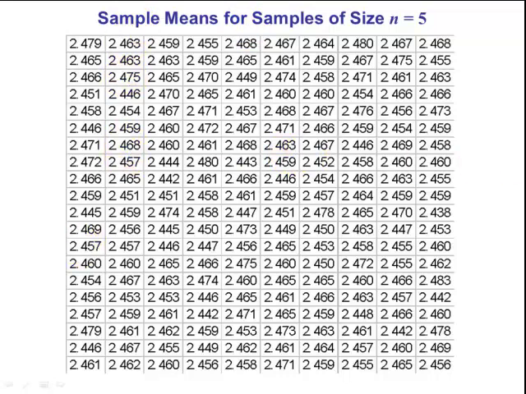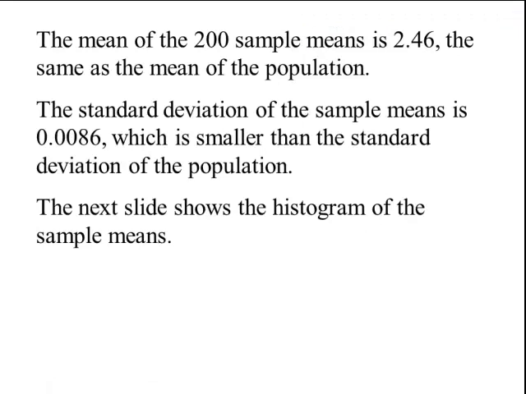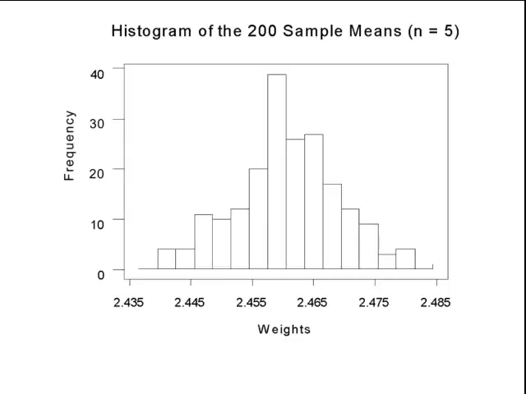What would it be? The mean of the 200 sample means is 2.46. It's the same thing as the mean of the original population. The standard deviation of the sample means is 0.0086, which actually got smaller than the standard deviation of the population. And as far as the shape, if we look at the histogram of the sample means, this is what it looks like. So as we can see, it's bell shape.